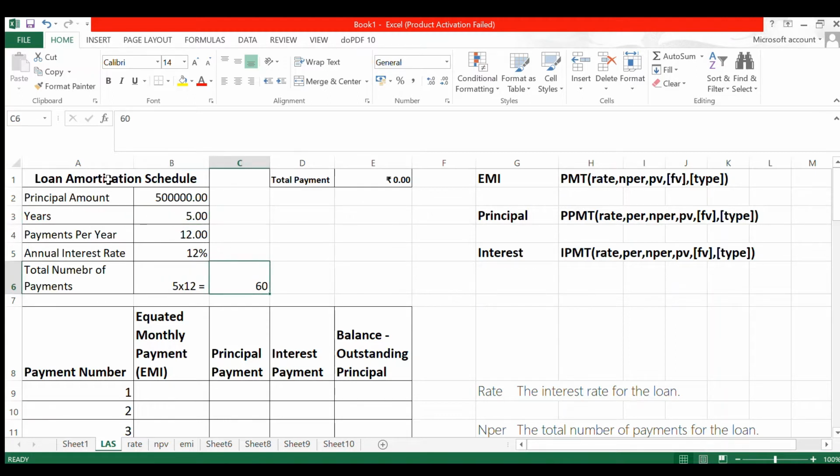For computing the loan amortization schedule, we must compute the EMI first. But then out of this EMI, what is the portion of principal payment and what is the portion of interest payment? For calculating all these portions, EMI, principal payment and interest payment, we have some Excel inbuilt functions. So let us check what is the Excel inbuilt function for calculating the EMI.